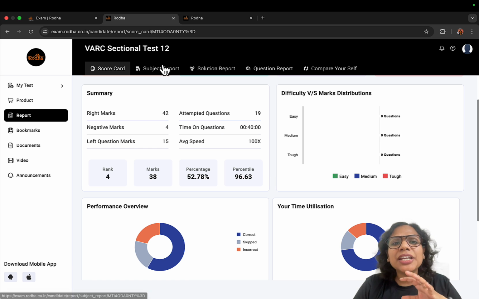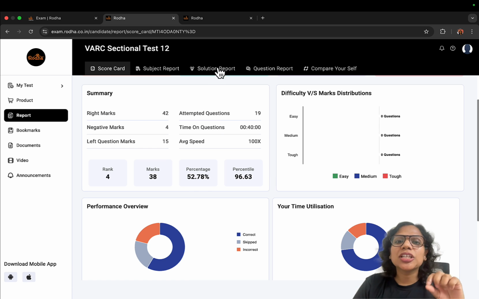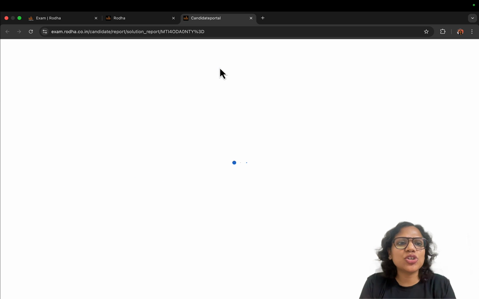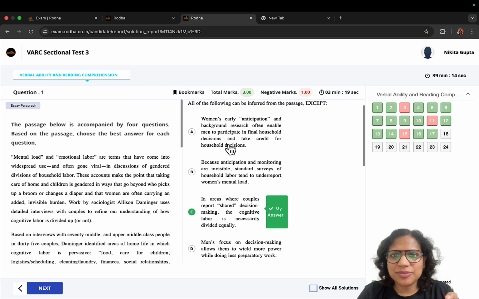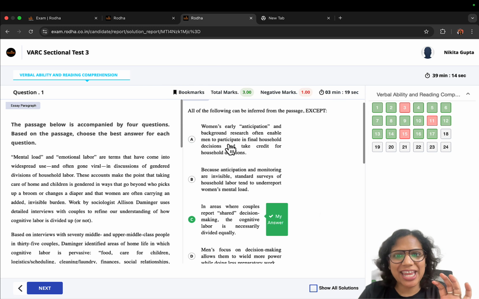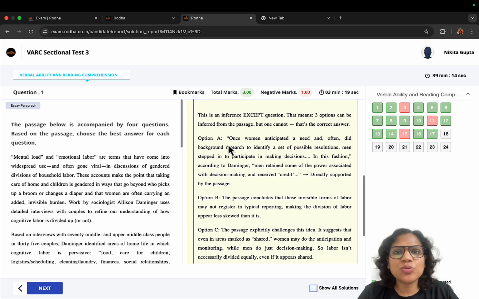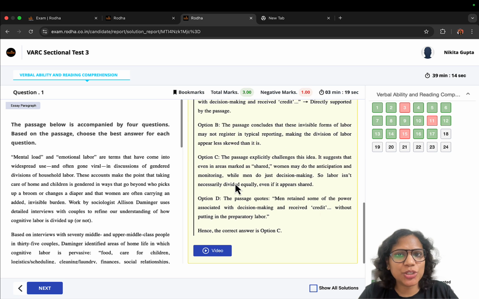Okay. Now, what is it that you have to do when you have to resolve? So this is your solution report, as you can see. Okay. So as you can see here, the first answer here was correct, right? So if you just want to briefly read the logic behind it, you can do that.